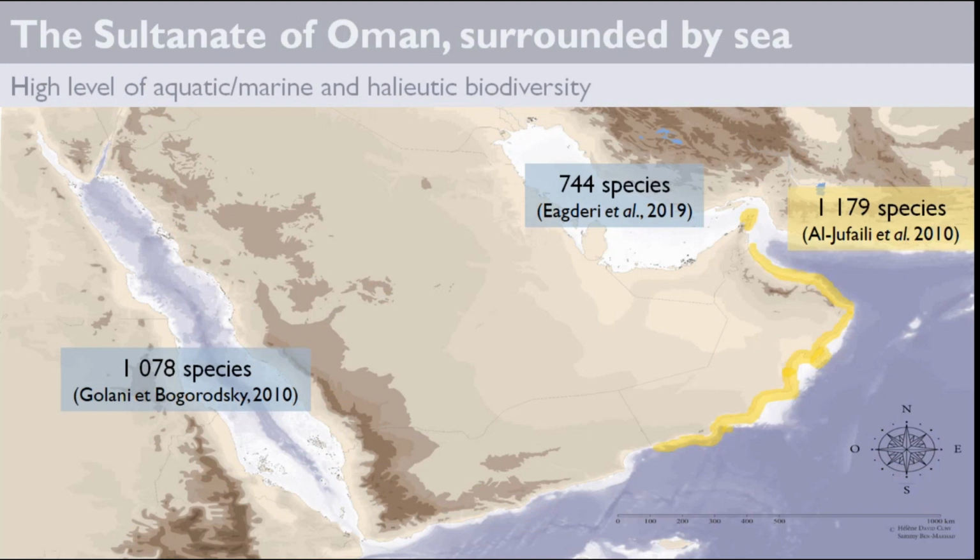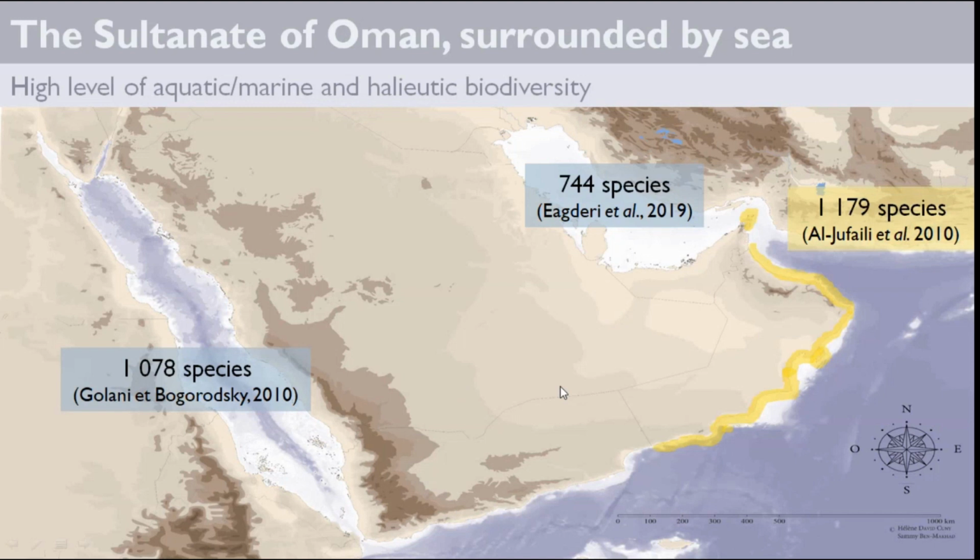So now that I have talked about the method, let's go into the subject of fishing in the Sultanate of Oman. As you can see, I don't know if you can see my mouse, the Sultanate of Oman is here, and it is surrounded by sea, and its waters host a lot of biodiversity. In the Sultanate of Oman, more than 1,000 species are identified, which is more than in the Persian Gulf or in the Red Sea.